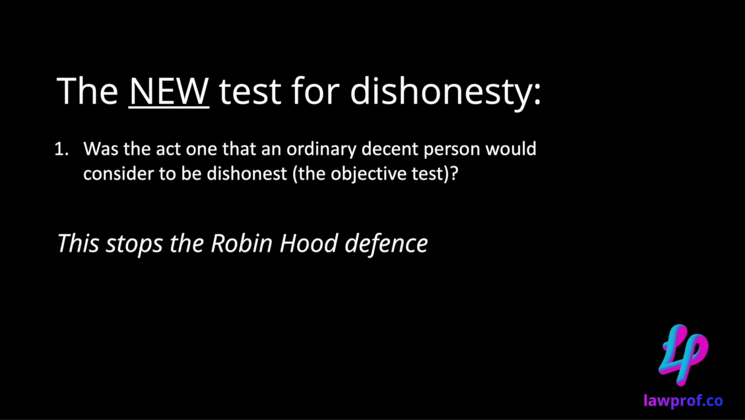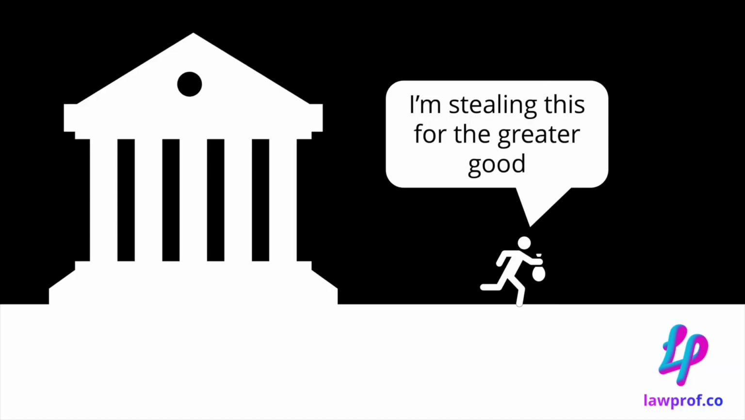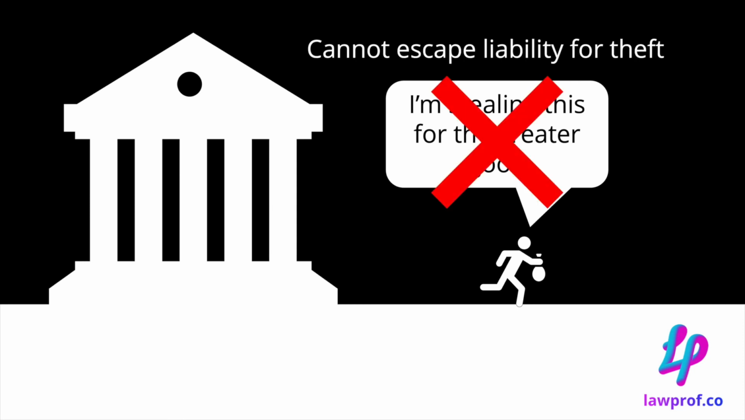The idea behind removing the subjective limb of the test is to stop what's known as the Robin Hood defense, which is where a defendant with warped moral standards uses those moral standards in order to argue that they subjectively did not believe that their conduct was dishonest. So for example, if you stole something and you subjectively believed that it was for the greater good, you can no longer rely on that subjective belief in order to escape liability.